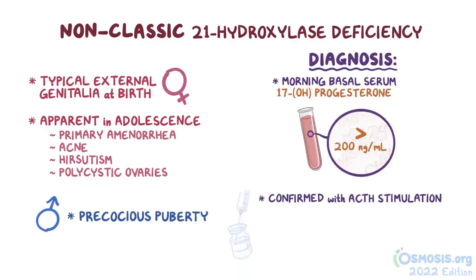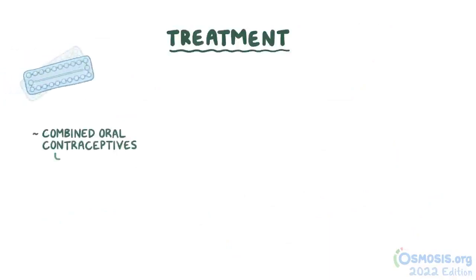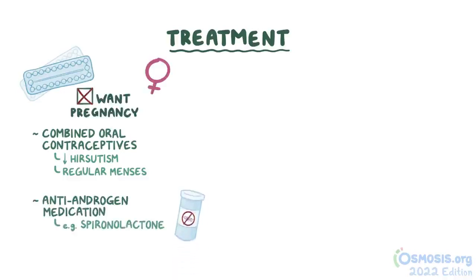This is when the individual is given 250 micrograms of cosyntropin, which is the synthetic analog of ACTH, and then serum 17-hydroxyprogesterone is measured again 1 hour after the injection. Values higher than 1500 nanograms per milliliter confirm non-classic 21-hydroxylase deficiency. Treatment is usually aimed at managing symptoms. Combined oral contraceptives can be used to ameliorate hirsutism and induce regular menses in females who do not desire pregnancy, and if it's not effective, then an anti-androgen medication like spironolactone can be given as well.